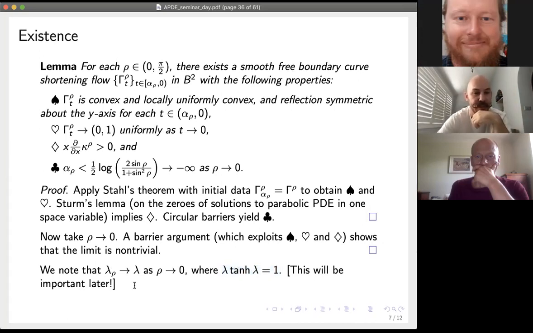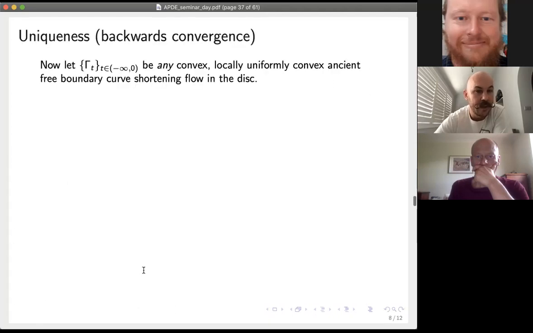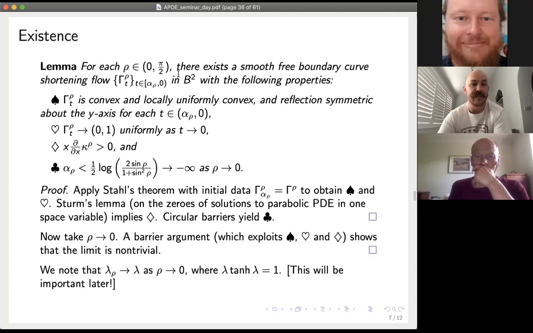This turns out to be a useful property which makes this a good choice of initial data. We'll see why in a second. I won't be able to give all the details, but okay, so that's the existence of some example.